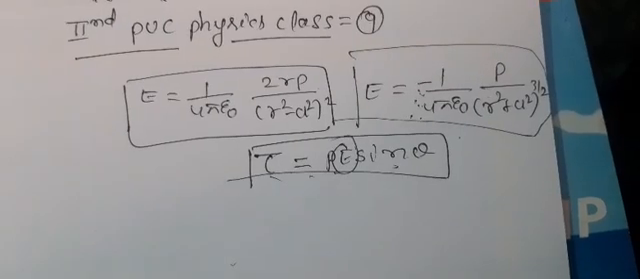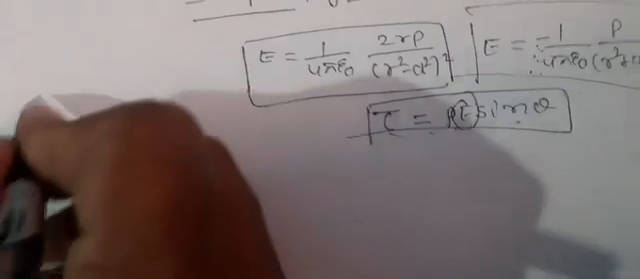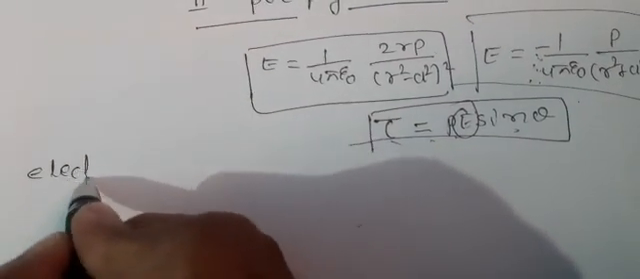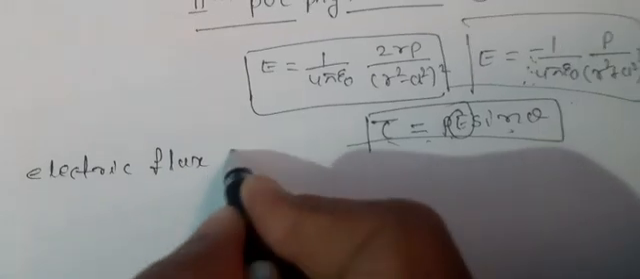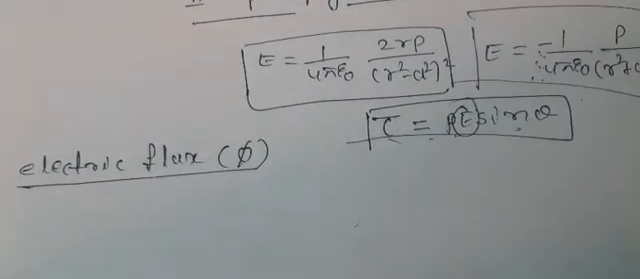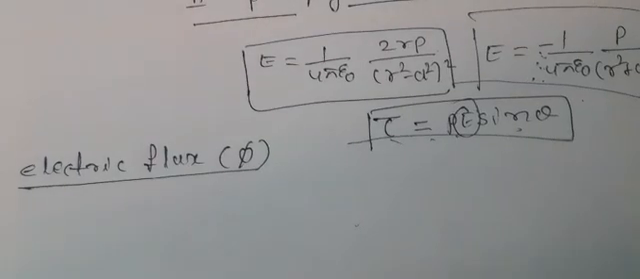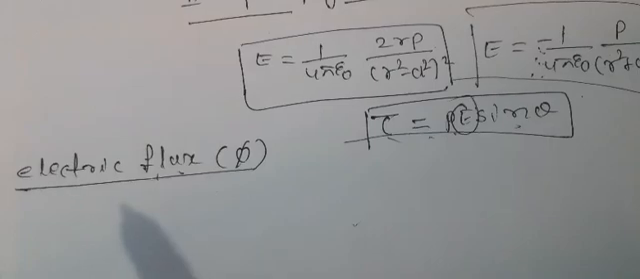Today we will discuss the concept of electric flux, not electric field, electric flux. The symbol is phi. Phi is the symbol of electric flux. First, what is the definition of electric flux?